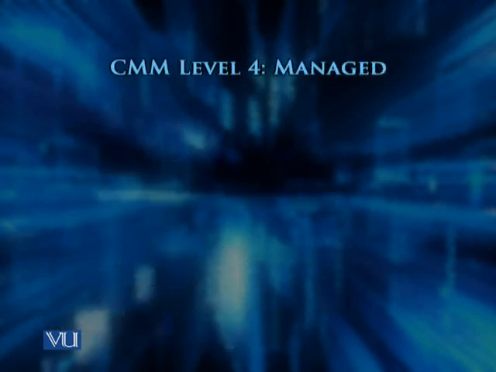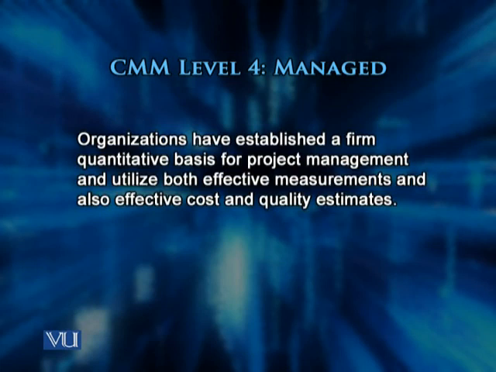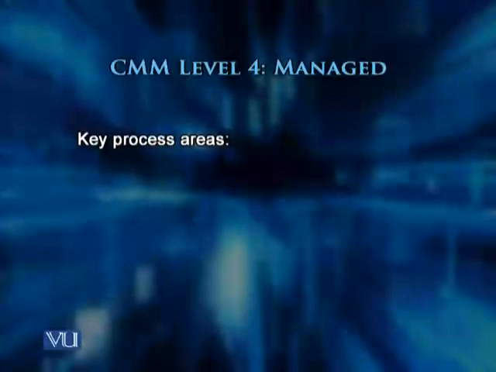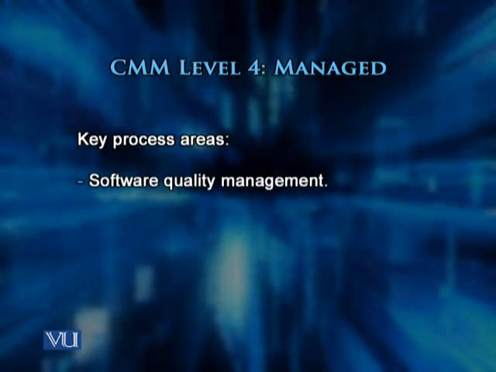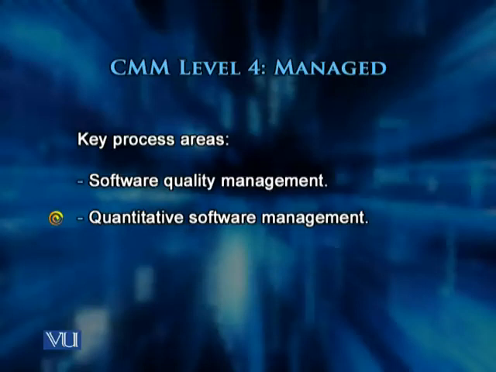The fourth level of CMM software is titled managed. Organizations have established a firm quantitative basis for project management and utilize both effective measurements and also effective cost and quality estimates. So if an organization is operating at level 4, this means that they are now actively measuring their activities, whether it deals with engineering aspects or management aspects. So key process areas recommended by CMM are software quality management and quantitative software management.